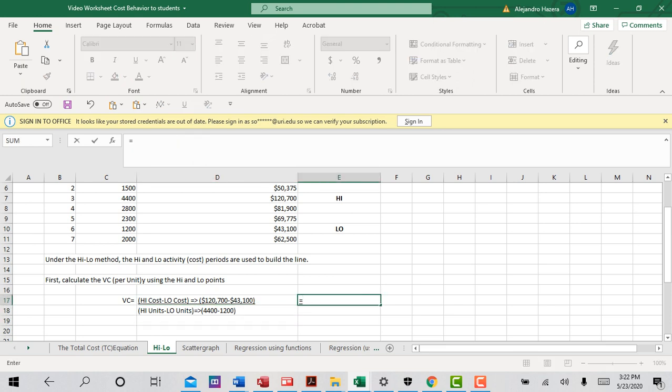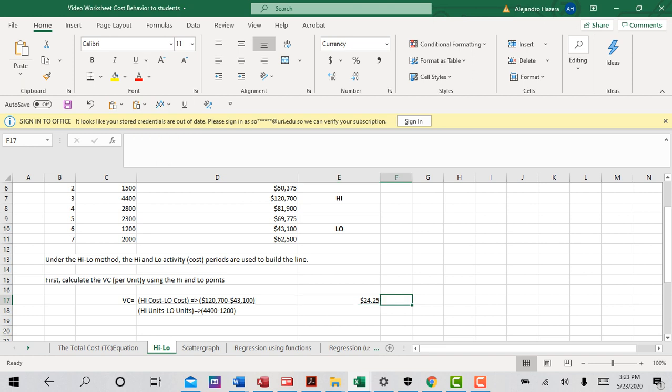So I'll figure out what ratio I get here. $120,700 minus $43,100 on top, all divided by the parentheses of 4,400 high units minus 1,200 low units. And that's going to give me a variable cost per unit of $24.25.